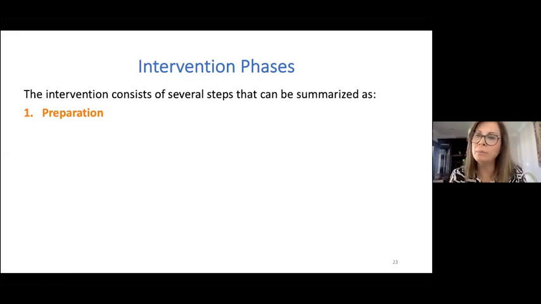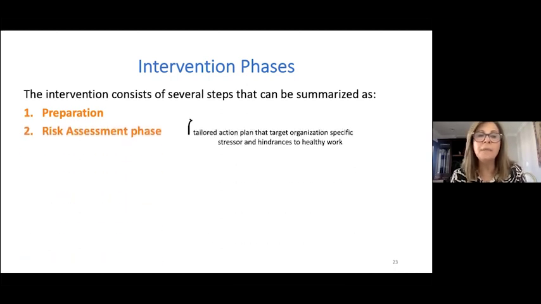Have employees talk about it. You may want to ask, what is your ideal workplace? And as individuals start talking, you can make a note of what issues are actually bothering them. From there, you develop your risk assessment. And based on this risk assessment, you can tailor your action plan which targets specific stressors and hindrances to healthy work at your organization.